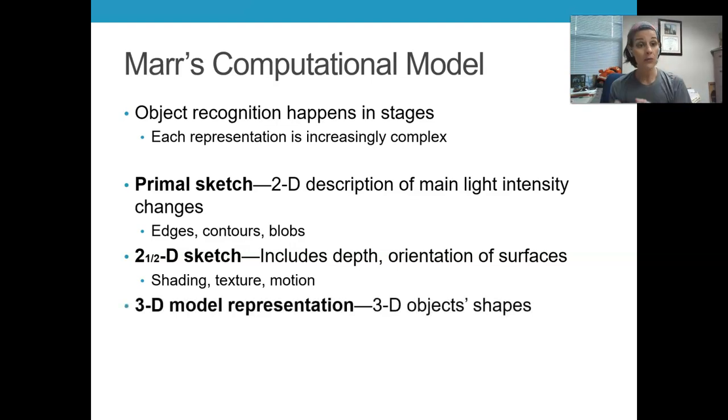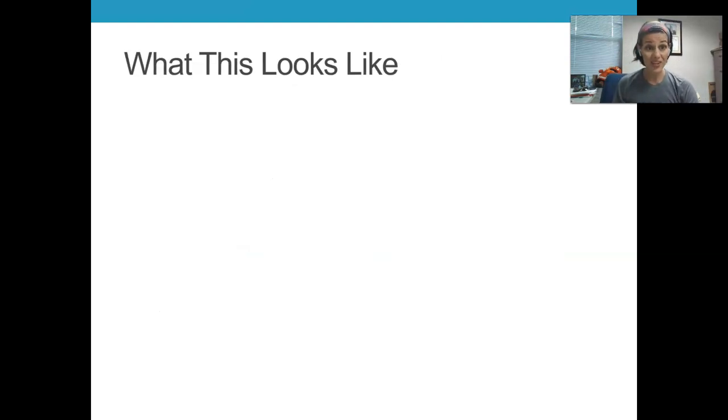And then finally, we get what we call our 3D model representation, where we actually get the three-dimensional object out in the world, and at that point, we're able to recognize it. So one thing I will mention that Marr is very much about is that this is viewpoint-invariant. What this means is that you should be able to recognize the object easily regardless of the way in which you are viewing it. So the viewing angle does not matter for recognition.